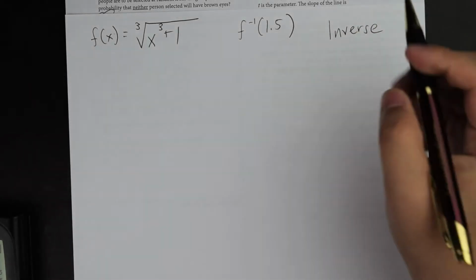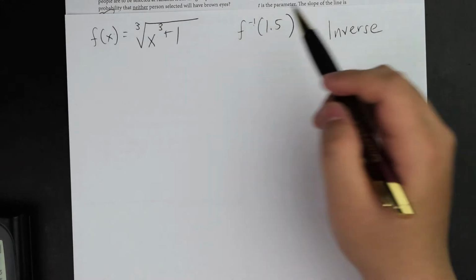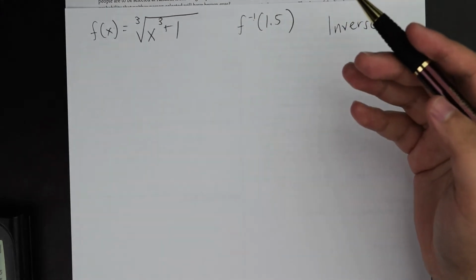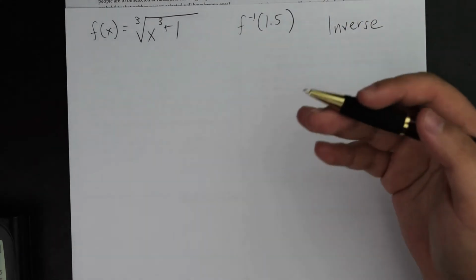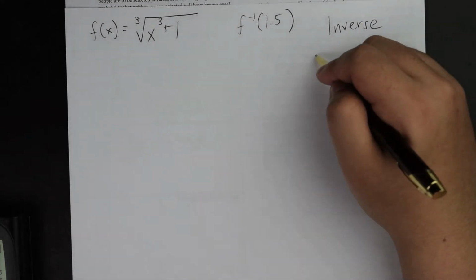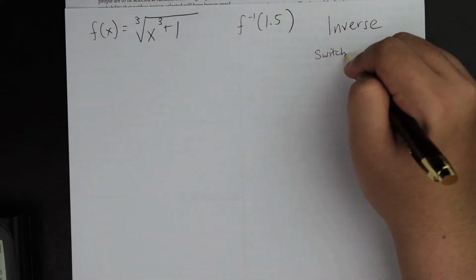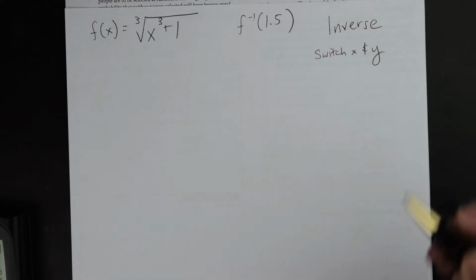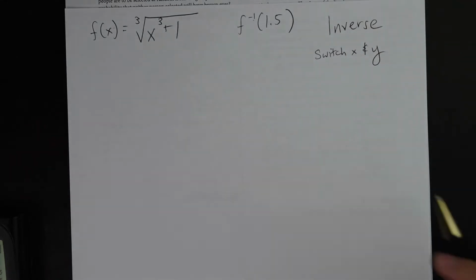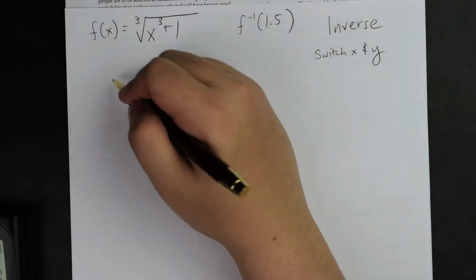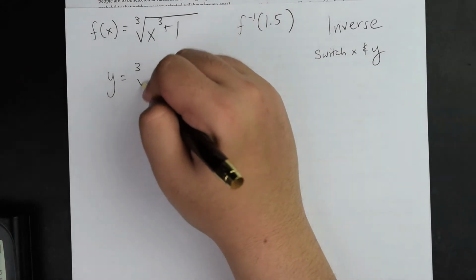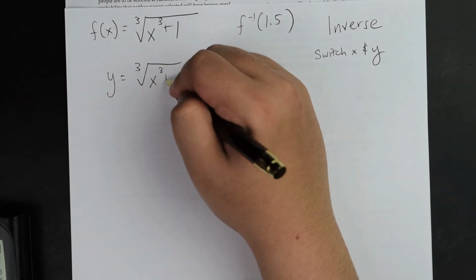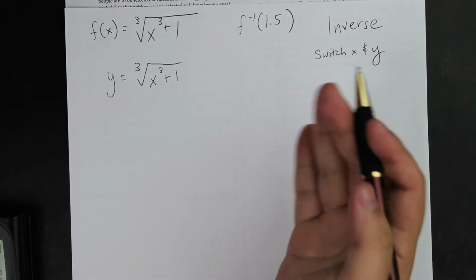The way that I know that right off is the fact that there's a negative 1 right here, and so it indicates that this is going to be inverse. My simplest definition for inverse is that I switch x and y. So literally, you're going to switch x and y. What I mean by that is, first things first, f of x literally means the same thing as y equals the cubic root of x cubed plus 1. I'm going to switch x and y.